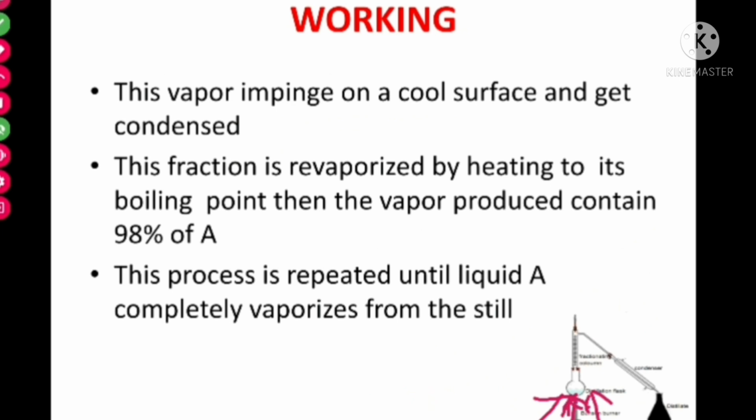Again we are applying heat to the liquid mixture. It starts to boil and produce vapors, and those vapors enter into our fractionating column, where the low boiling fraction enters the condenser. There condensation occurs, and that condensed liquid we can collect into our receiver. This process is repeated until liquid A completely vaporizes from the still.